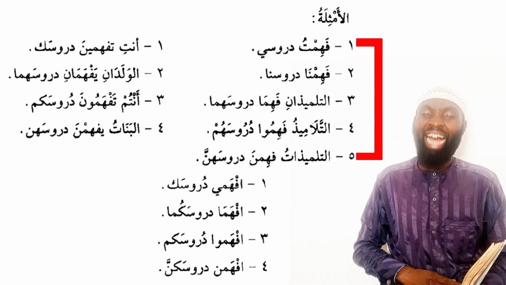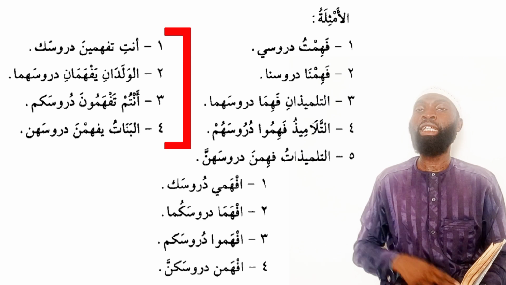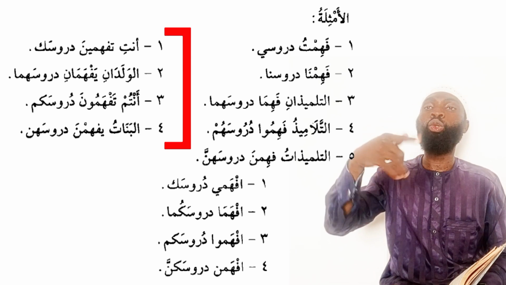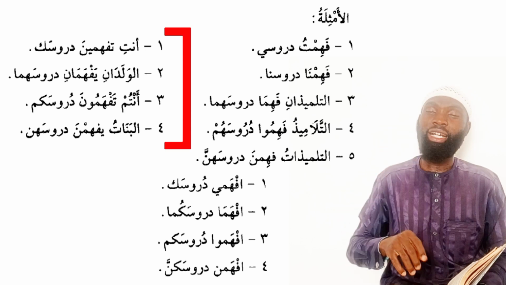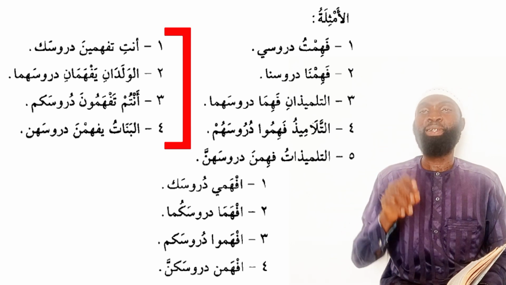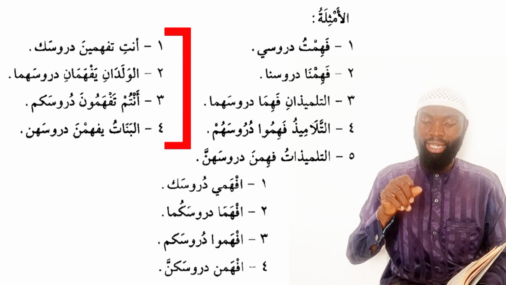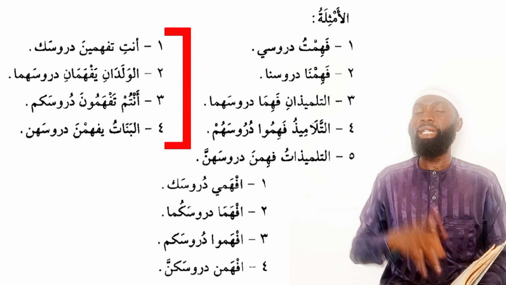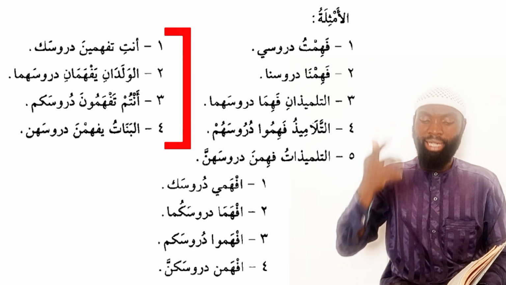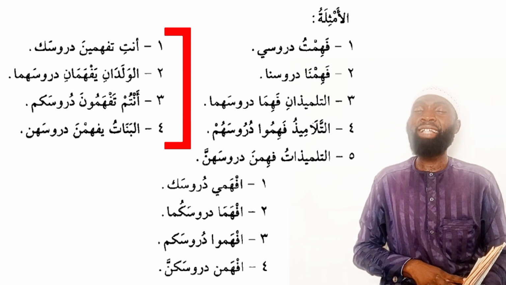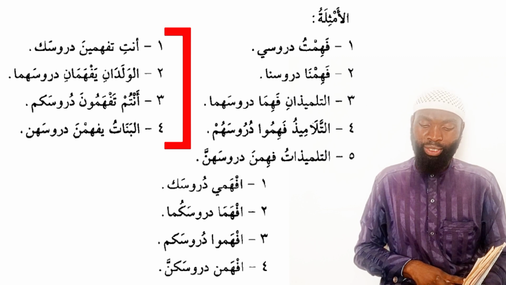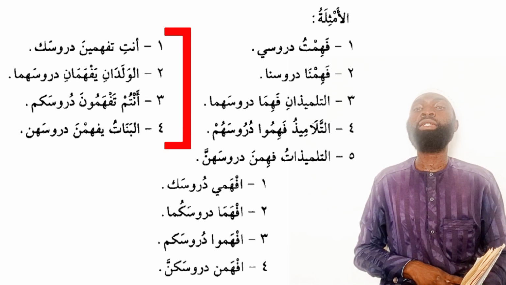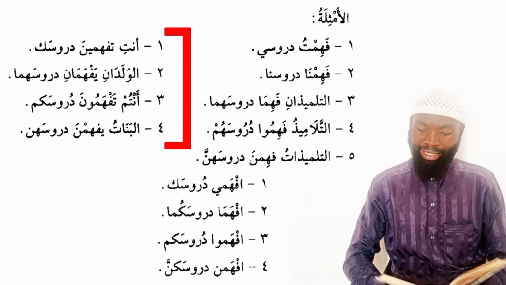The first one, anti tafhamina durusaki, you female, you understand your lessons. You can see the word tafhamina. Then al-waladani yafhamani durusahuma, the two boys are understanding their lessons. Number three, antum tafhamuna durusakum, all of you are understanding your lessons. Lastly, al-banatu yafhamna durusahunna, the girls are understanding their lessons.